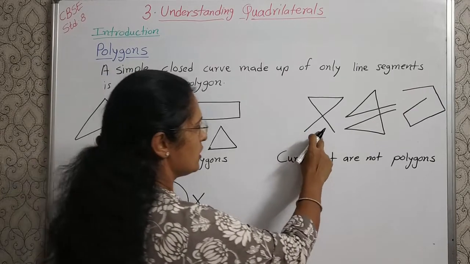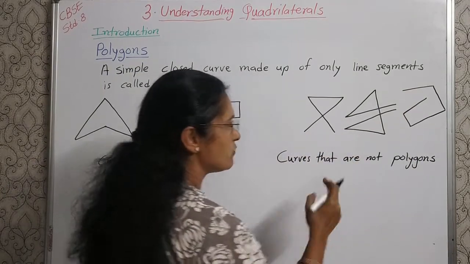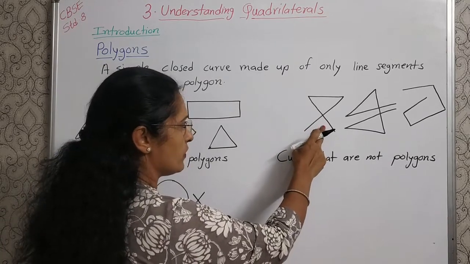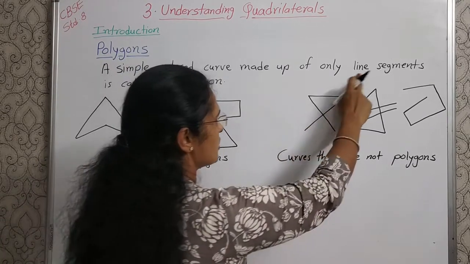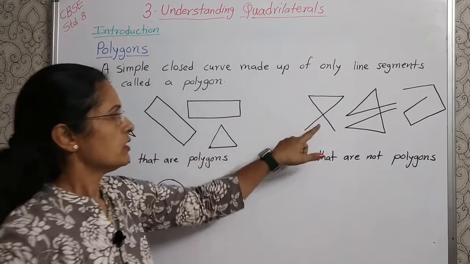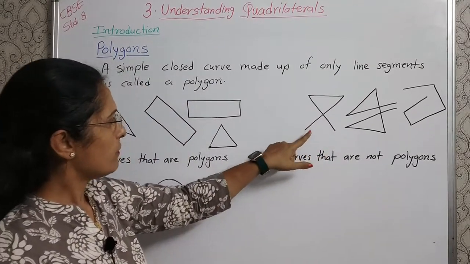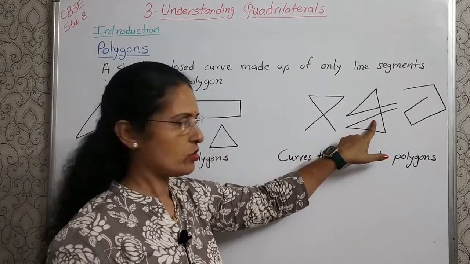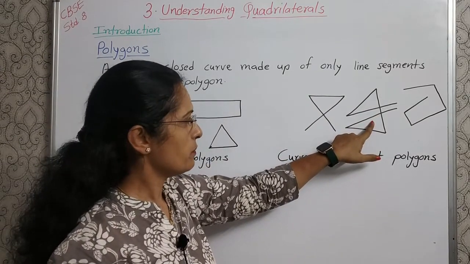Now, see here, these are also not polygons. Why are they not polygons? This is not a simple closed curve. Though this is made up of line segments, here these segments are overlapping. So this is not a simple curve. Same here, the segments are overlapping. So it is not a simple curve.